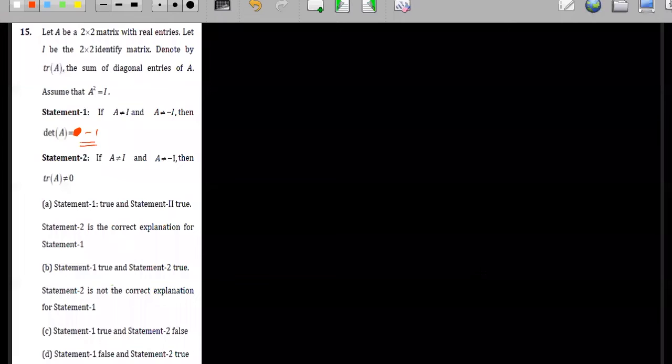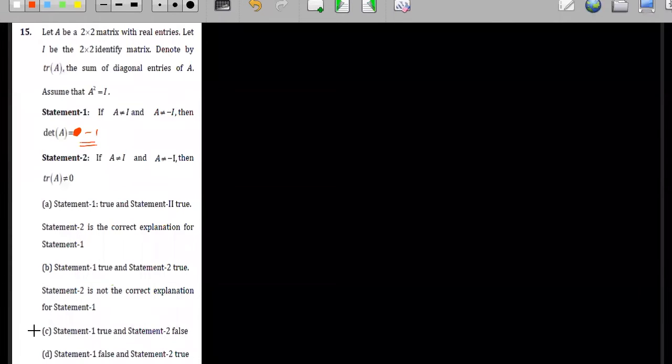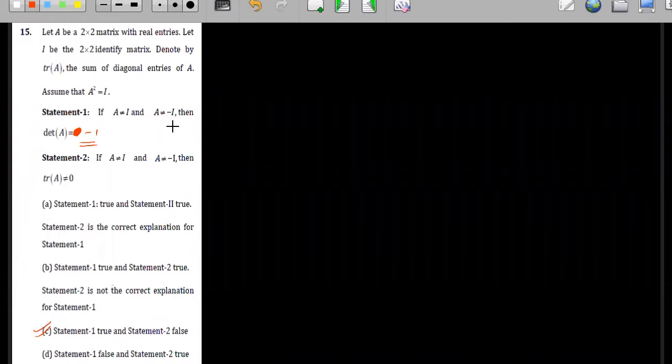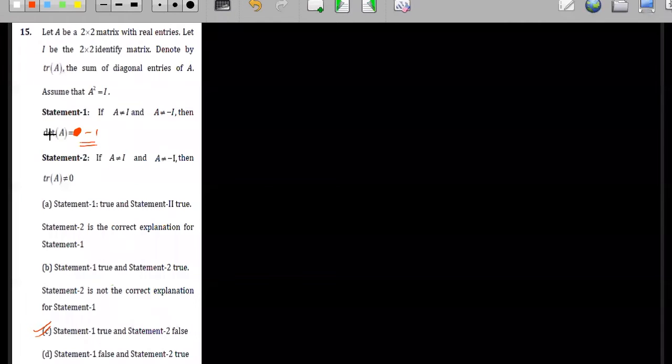Okay, fine. So see, they have given, yeah, D is correct. No, C is correct. Okay, fine. Just check for determinant of A is equals to -1. I'll give you 2 minutes. Just check for this.